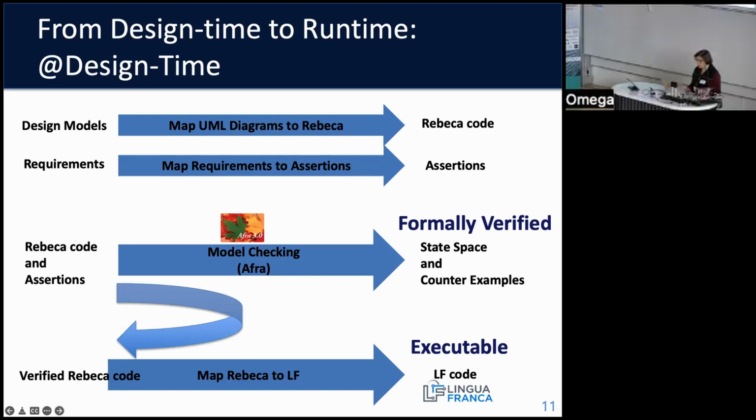So at design time, what we do, we have our design models and requirements and map them to assertions. This is actually what Bjorn asked Sarah. So this is mapping of requirement to assertions. Also, we have some UML diagrams, probably. That's the work we did with Luciano, having UML diagrams from, again, the specification documents in the company. So we built our Rebeca model out of that, and feeding in the Rebeca code and the assertions to the model checking tool, we can receive the formal verification results, which is the state space. And also if there is a counterexample, we see what's going on.